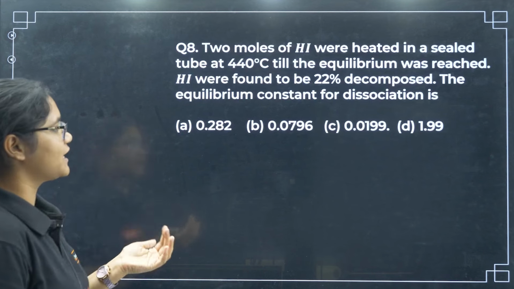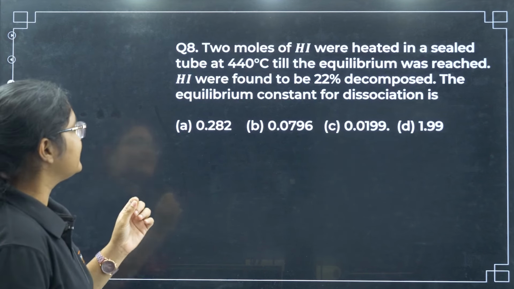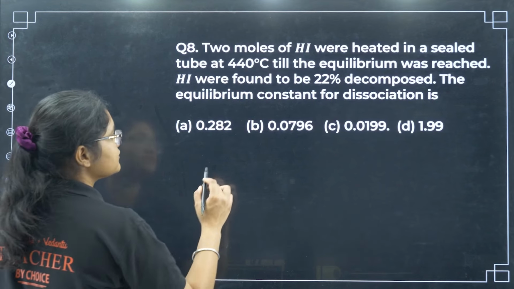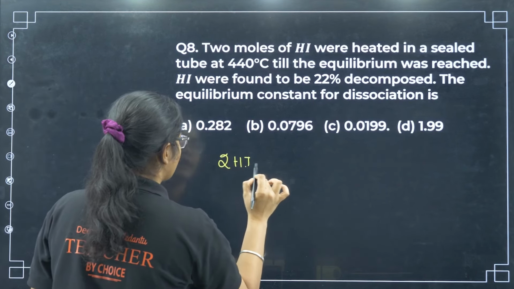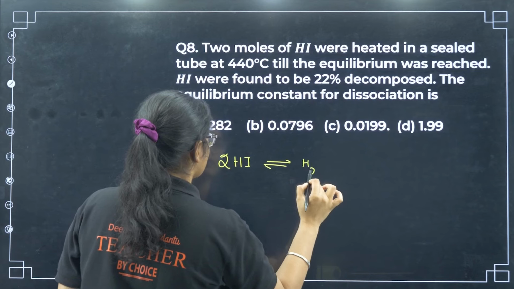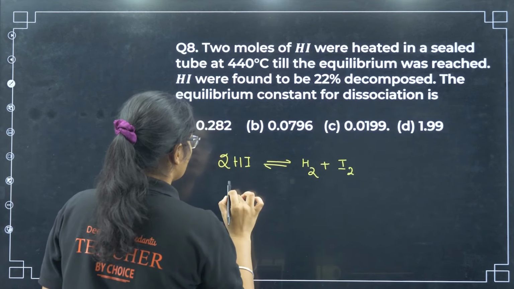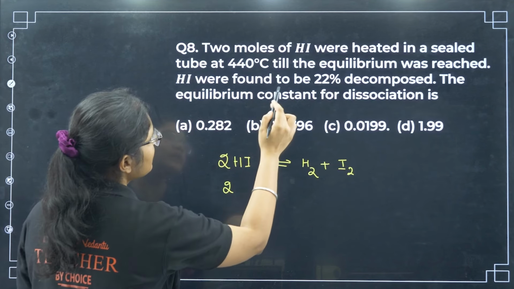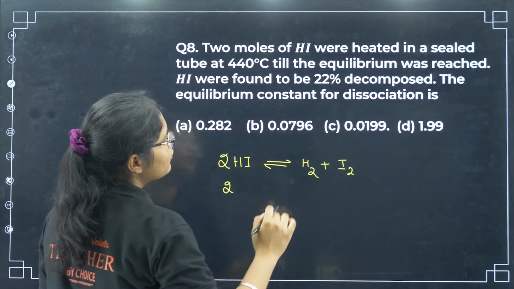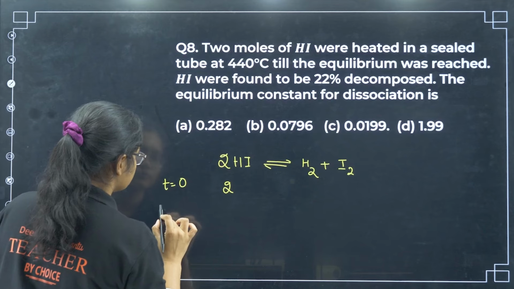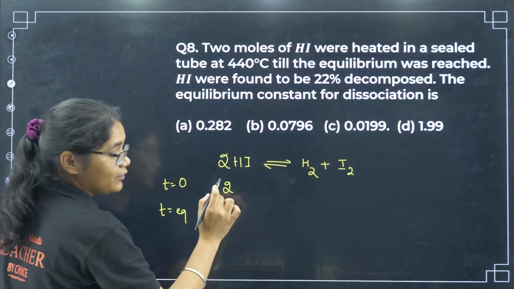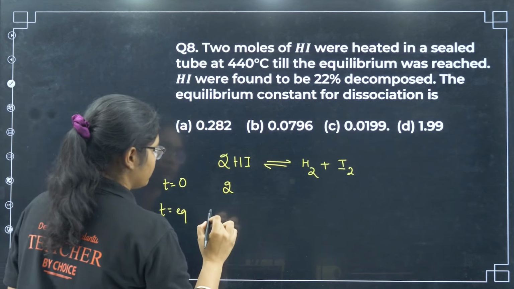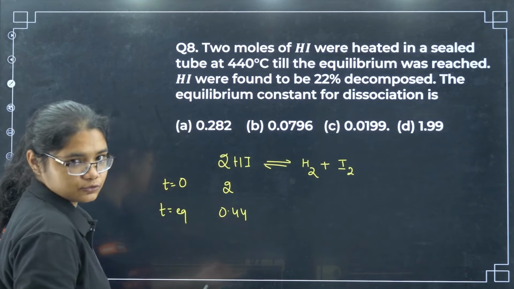Next, 2 moles of HI were heated in a sealed tube at 440 degrees Celsius till the equilibrium was reached. 2 moles of HI was heated. So if I heat HI, what I will get? H2 plus I2, right? 2 moles of HI was heated till at equilibrium 22% of HI was decomposed. Okay, so at equilibrium what happens? 22% of 2, that means I can say 0.44. How much was used? 0.44 was used.